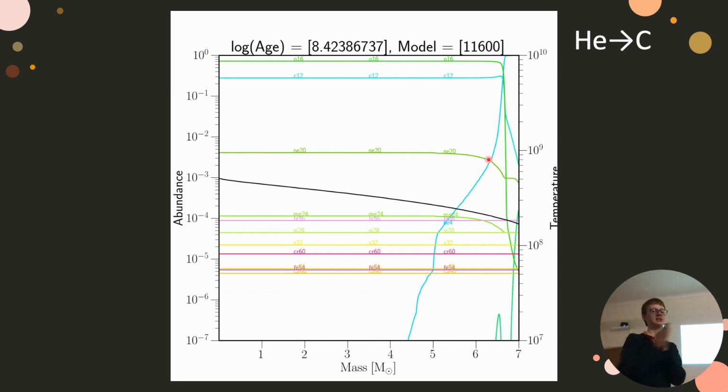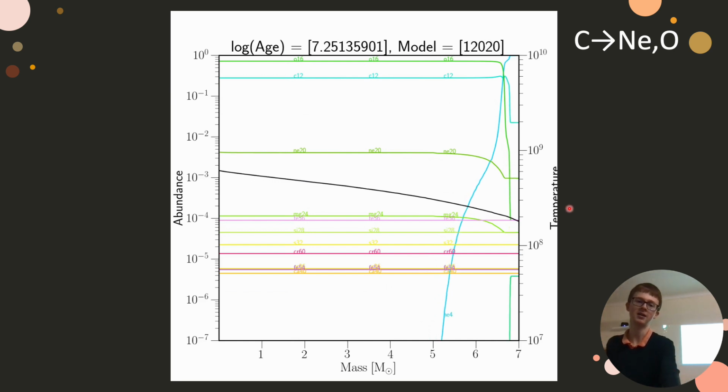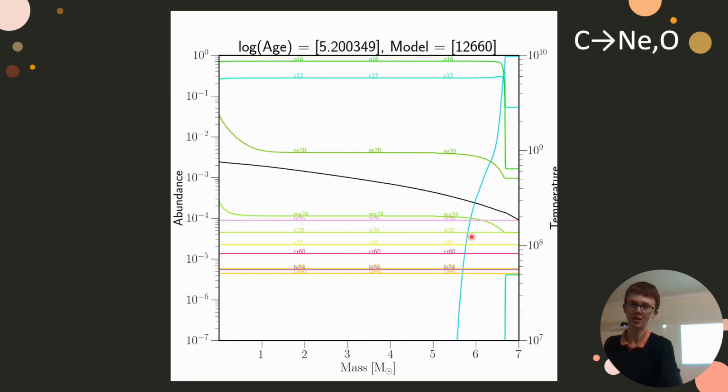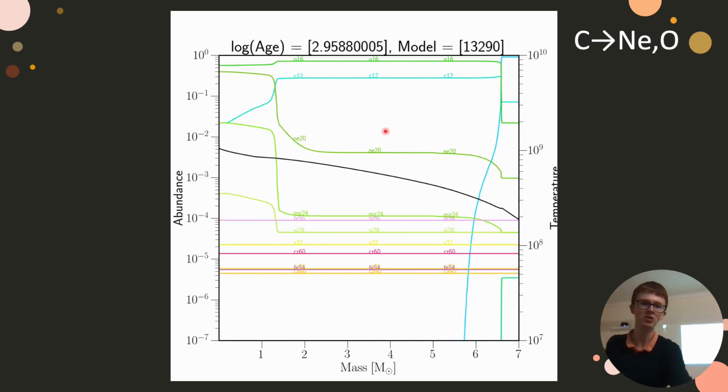So the helium is just being displaced, and it's also reducing in what we call abundance, the amount of stuff relative to other stuff. It's a percentage as opposed to, say, 10 solar masses of helium or so. And again, this temperature is increasing. So as evolution continues, temperature always increases. Carbon is now going to neon and oxygen.